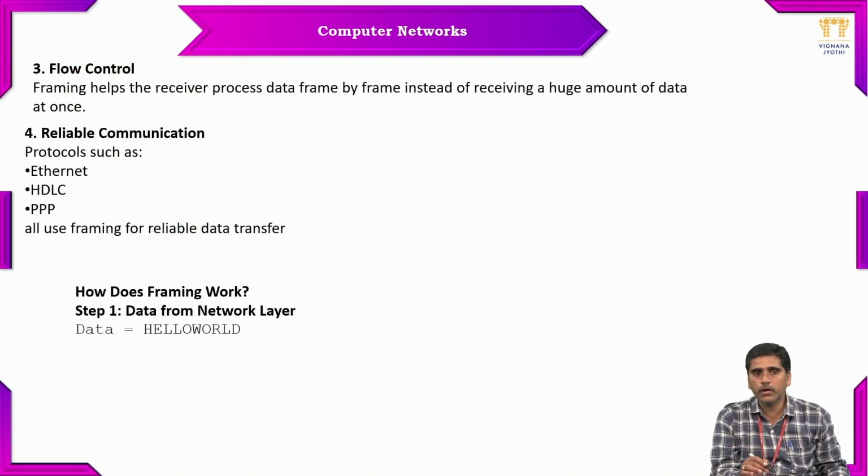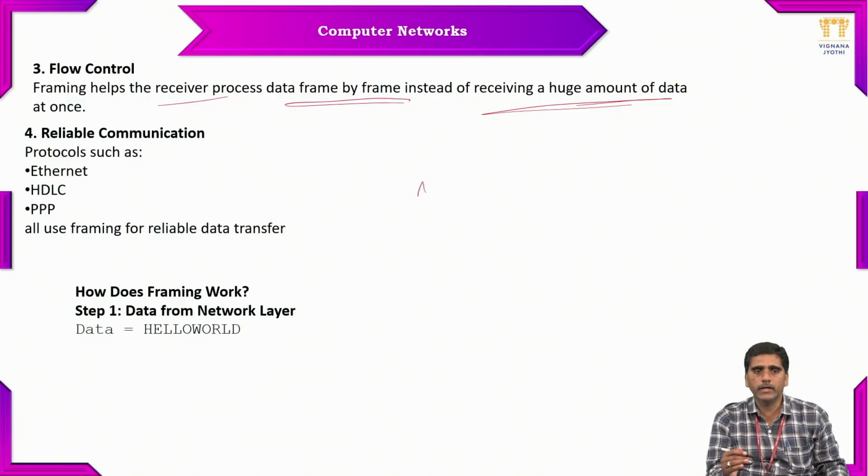And the third one is flow control. Framing helps the receiver process data frame by frame instead of receiving a huge amount of data at once. Before sending, the sender has the message as a continuous stream of bits, but the receiver receives the message as frames. If you do not frame the message, the receiver cannot understand where the message starts and where it ends.